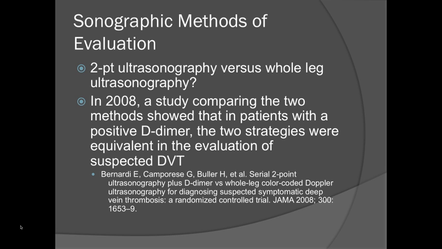Well, in 2008, a study comparing the two methods showed that in patients with a positive D-dimer, the two strategies were equivalent in the evaluation of suspected DVT. And this is good for us because it basically tells us that in a busy emergency department, when you need to be doing things as efficiently as possible, we can use this two-point ultrasonography of the leg pretty confidently, just as we could use the whole leg ultrasonography to rule in or out the presence of a DVT. So we're going to talk about the two-point ultrasound here today.